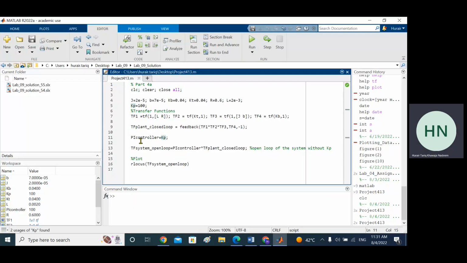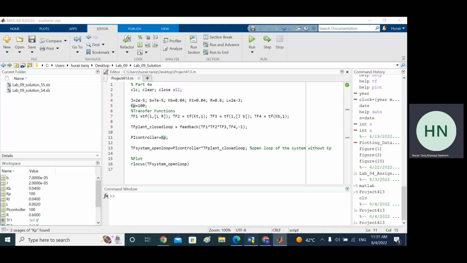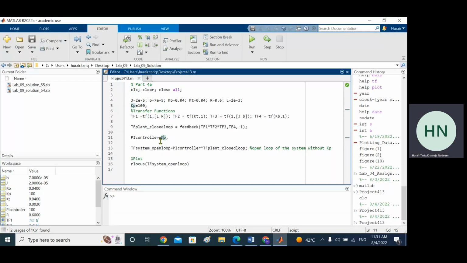Now, the PI controller is actually KP, which is over here. I have substituted the value of 100 over here, but you can substitute any value. So what is the transfer function of the open loop? It is the PI controller multiplied by the transfer function of the plant closed loop. You multiplied them together, and this is the transfer function of the system open loop, which you have placed over here. And you are going to use the root locus command.